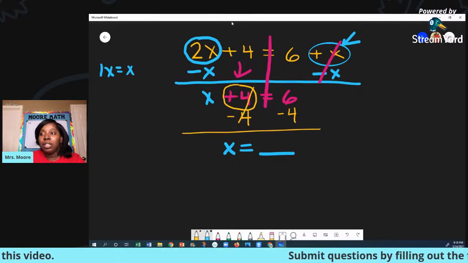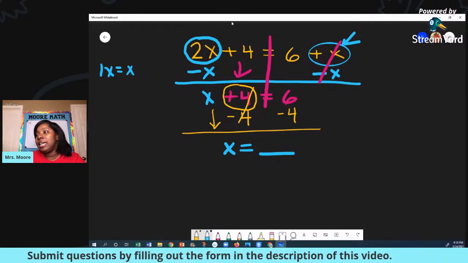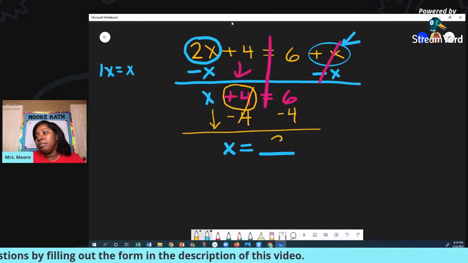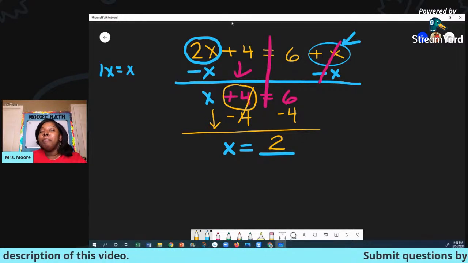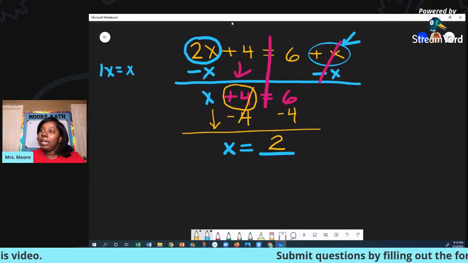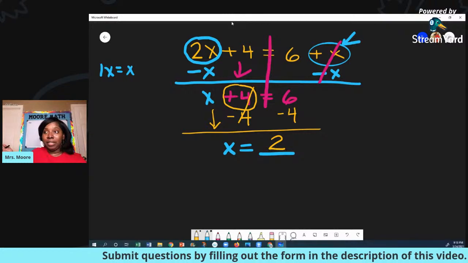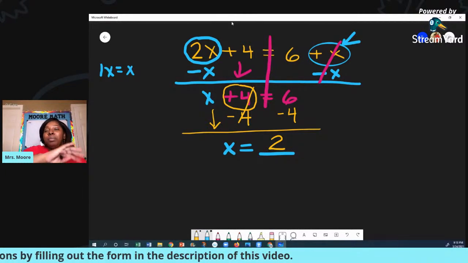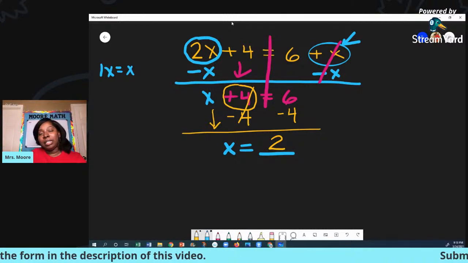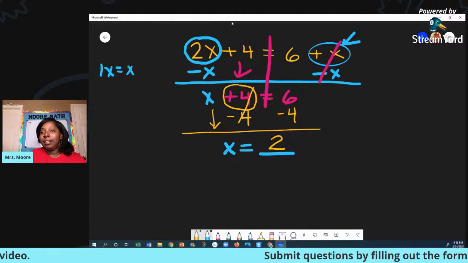Okay, so these 4's cancel out. I'm going to bring down my x, which is right here, and 6 minus 4 is 2. And this is what we call a multi-step equation, okay? Because there are a lot of steps. I had to move all of my x's to one side. I had to move all of my numbers to the other side. And then I had to solve for x, okay?